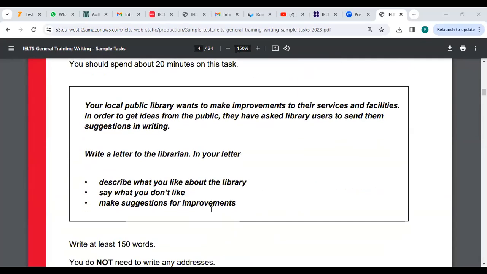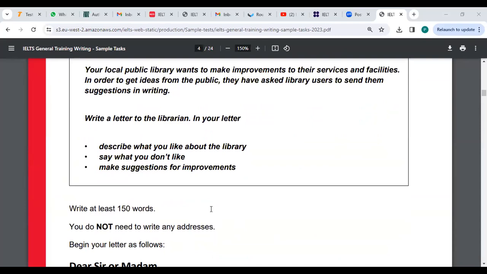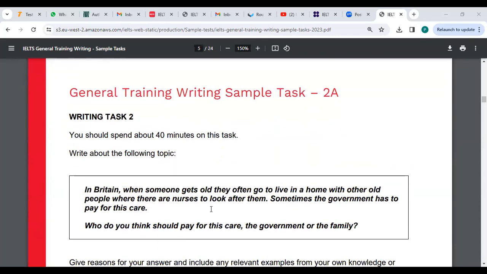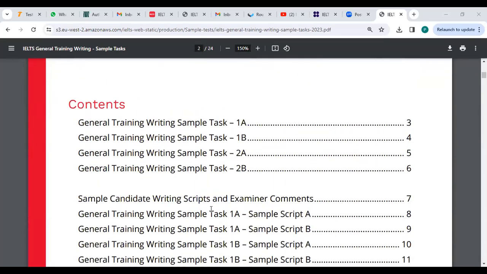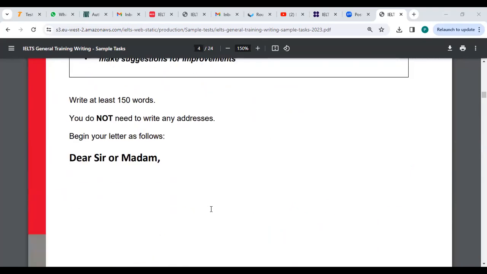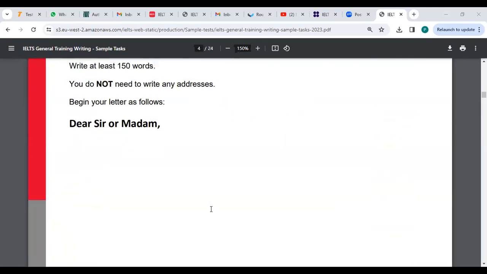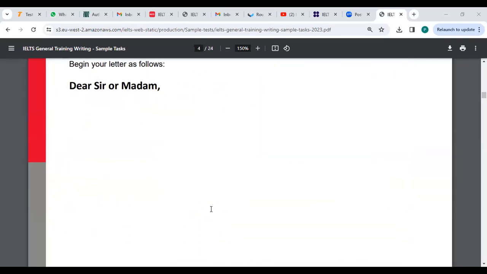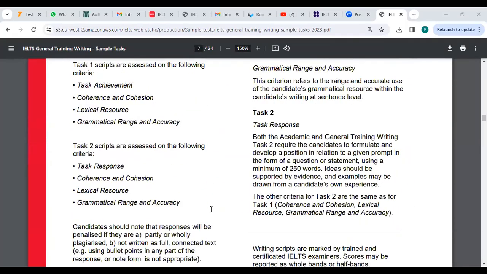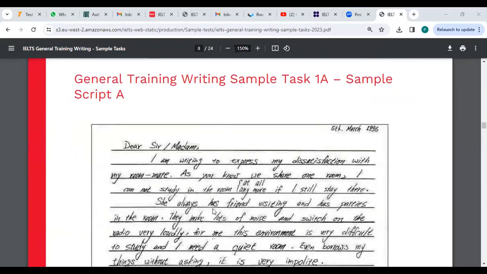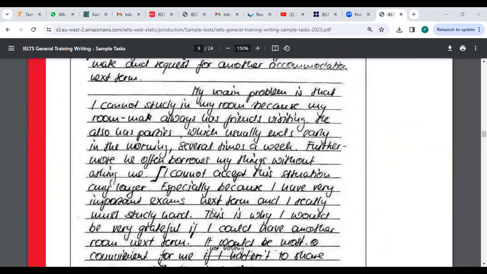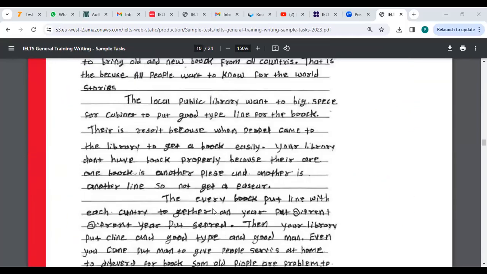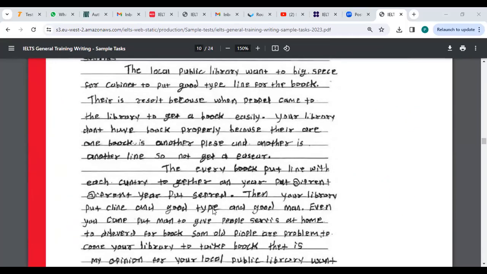So letter 1 has been done. Letter 2, public library, has been done. Letter 3. Oh no, letter 3 is task 2. Letter 1 is task 2. Okay. We don't have letter 3 here. So these two letters had been chosen to show you how easy to earn a band 7 with a little effort, and how easy to make a band 3 with no effort.